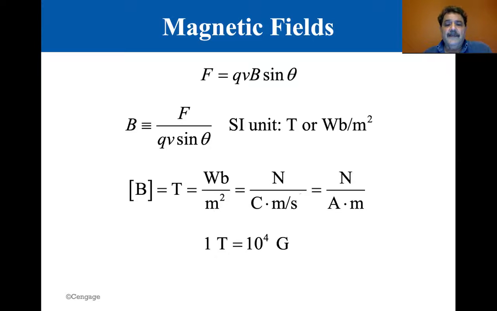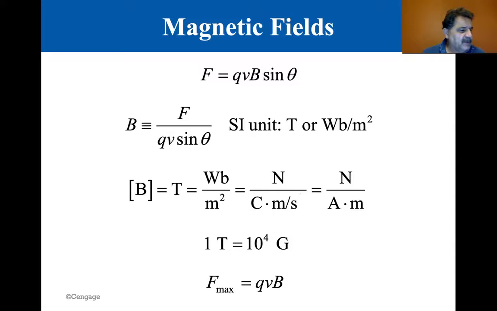Okay, so for F max, the sine of 90 would be 1. Sine of theta is going to go from -1 to 1. When it's 1, it's at maximum, and F max equals QVB. It's just QVB.